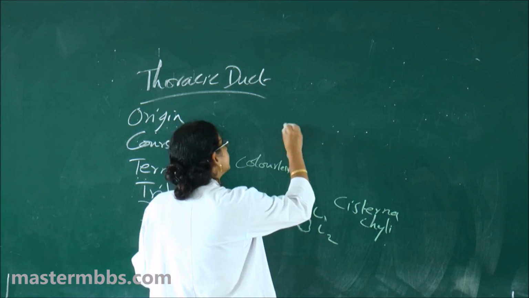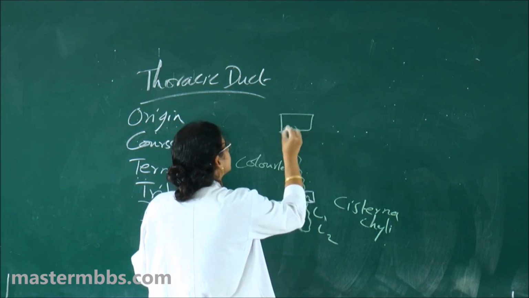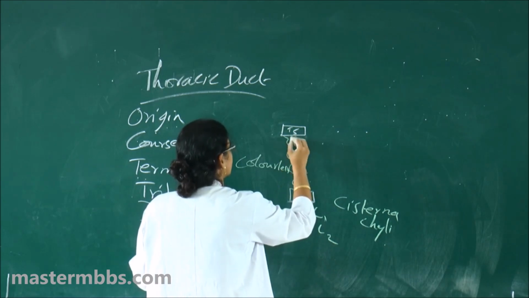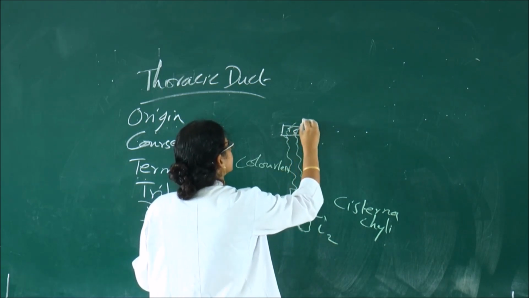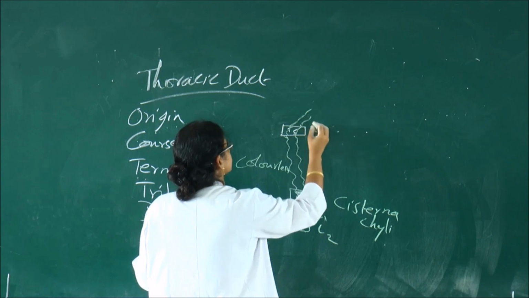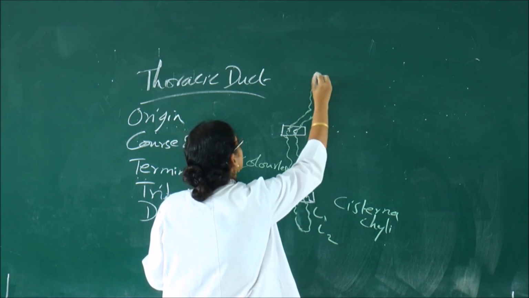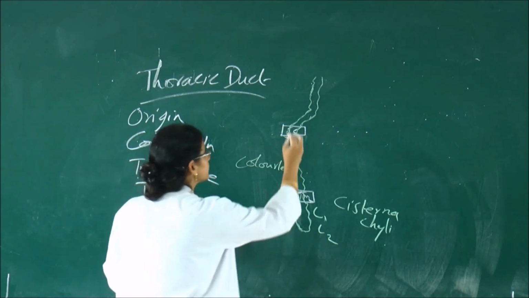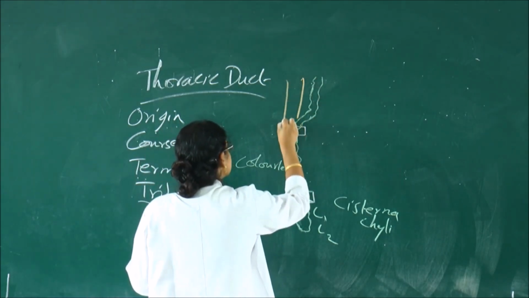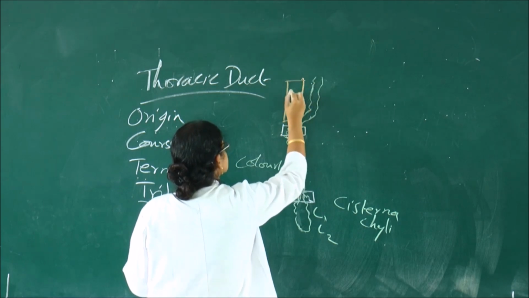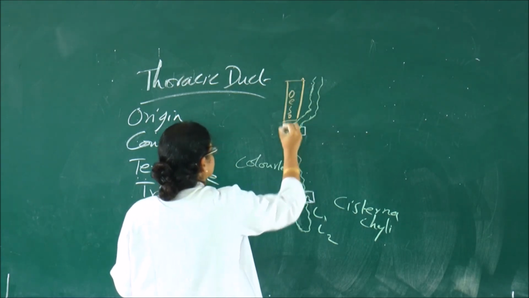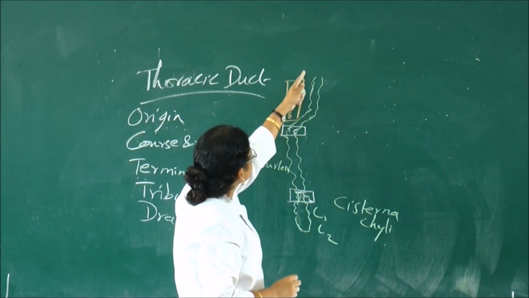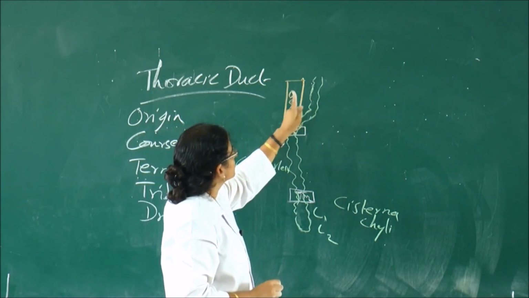So when it reaches the T5 vertebral level, this crosses from right to left. And now it is running along the left edge of another structure. What is this structure? This structure is called esophagus. Small part of esophagus is shown. Okay. Now it is running up in the superior mediastinum along the left edge of esophagus.